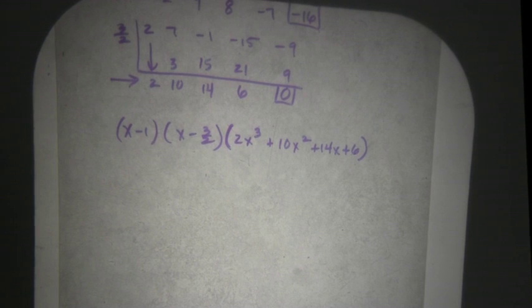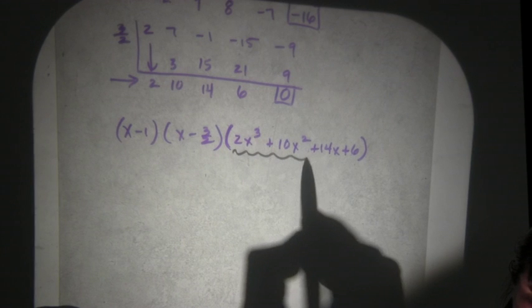Okay, so now we want to try a couple of things. Right now that we're at a cubic, I want to talk a little bit about Descartes' rule of signs. Because now this is our polynomial that we're trying to factor. It's 2x cubed plus 10x squared plus 14x plus 6.